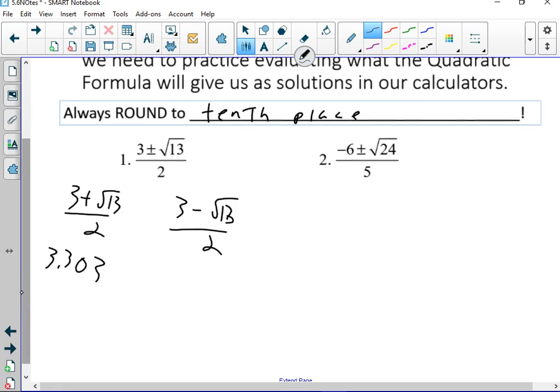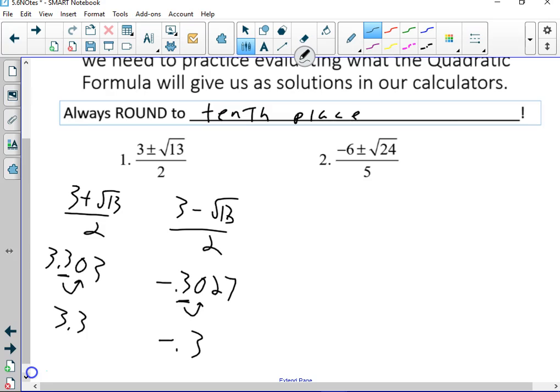Now, remember rounding rules. 0 to 4 round down, keep it the same. 5 to 9 round up. So if we're looking at the 10th spot, which is right there, we're going to look next door at the 0. 0 tells you to round down, so we keep it at 3.3. Now, if we do 3 minus the square root of 13 divided by 2, we get negative 0.3027, basically the same thing, or very close. Okay, so if we look here, it's going to say round down, that's negative 0.3.